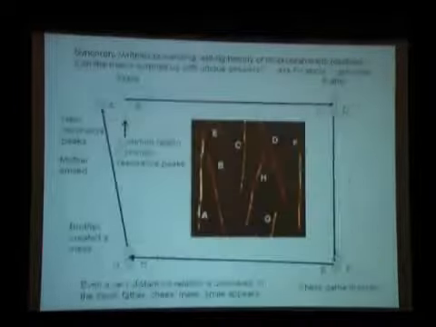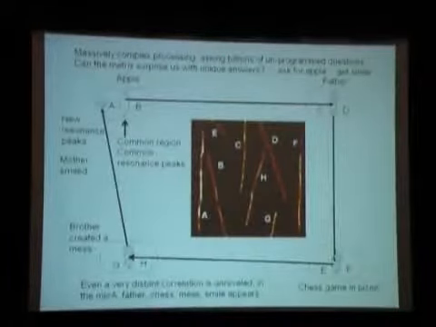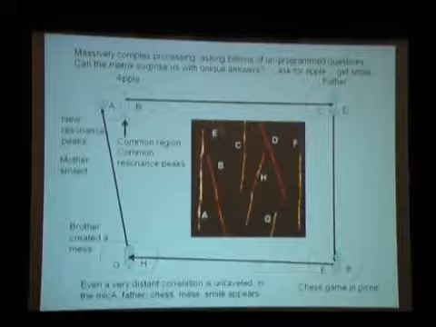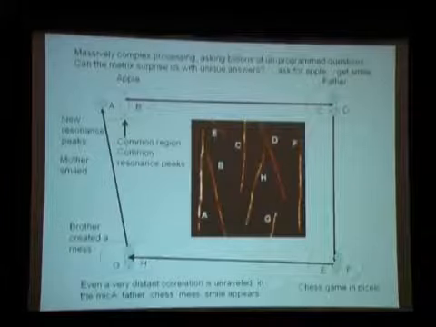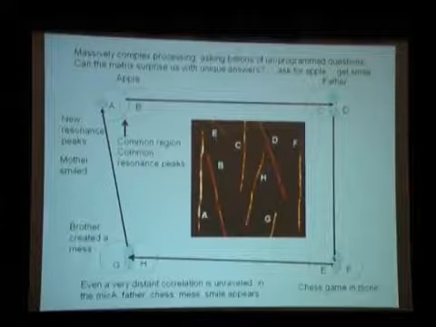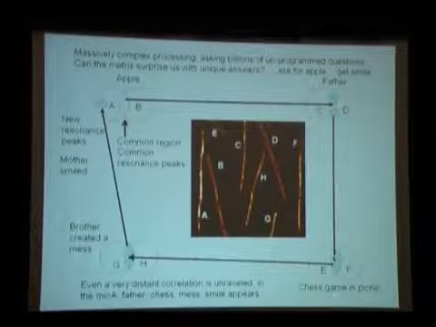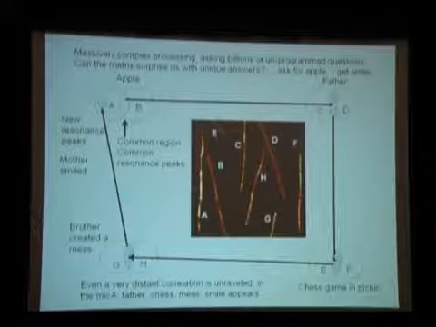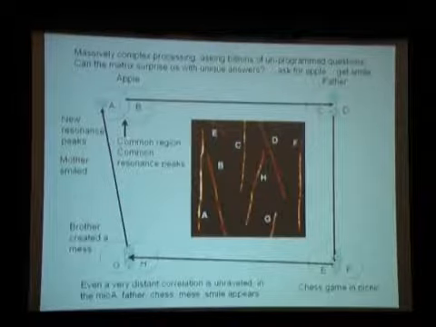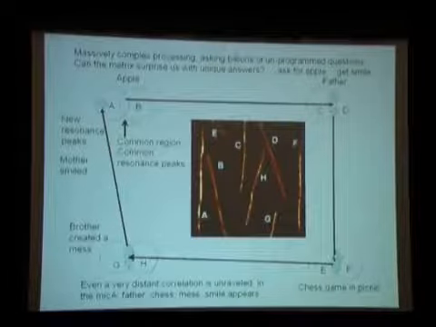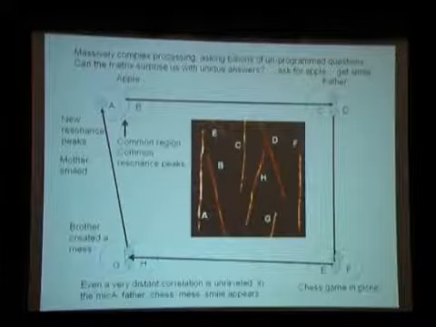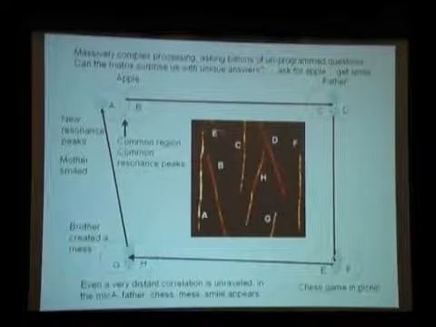Okay? Now think. You see an apple, and this is with a microtubule one resonance peak. And this is common. And the common region triggers another microtubule that contains information. When you were a child, your father gave you that apple. And that triggers that in that picnic, you played a chess game. And that triggers another microtubule which contains the information. Even at a very distance, correlation is unraveled. Father, chess mess, smile appear.